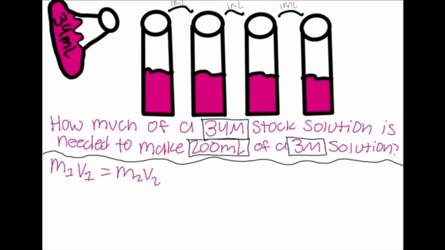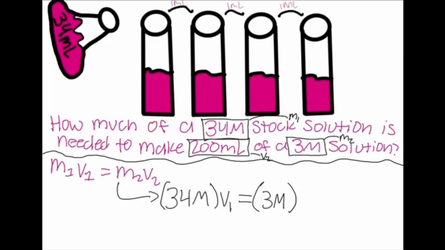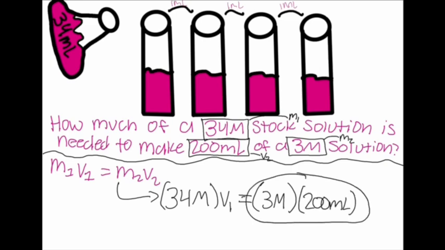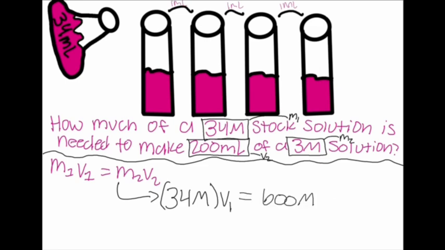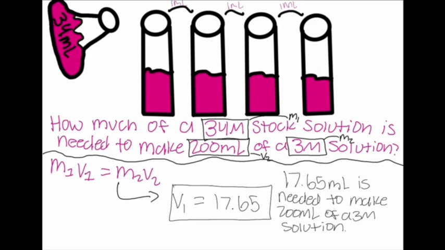Second step is finding where the numbers go in the equation. In this problem, 34 takes the place of M1, 200 takes the place of V2, and 3 takes the place of M2. Now plug the numbers in so it reads 34 moles times V1 equals 3 moles times 200 milliliters. Now multiply the 200 by 3 to get an answer of 600 and divide the 600 by the 34 to get an answer of 17.65. The final answer in this problem is V1 equals 17.65.